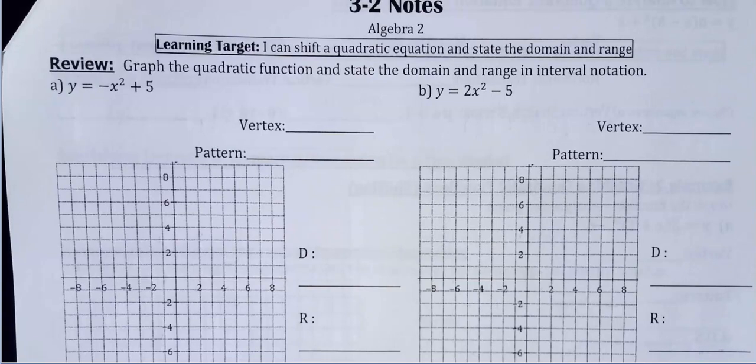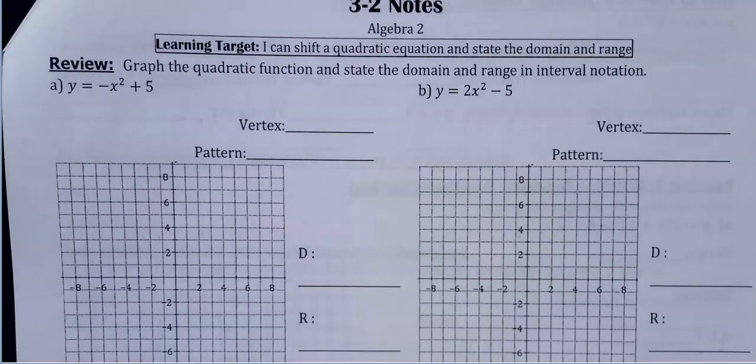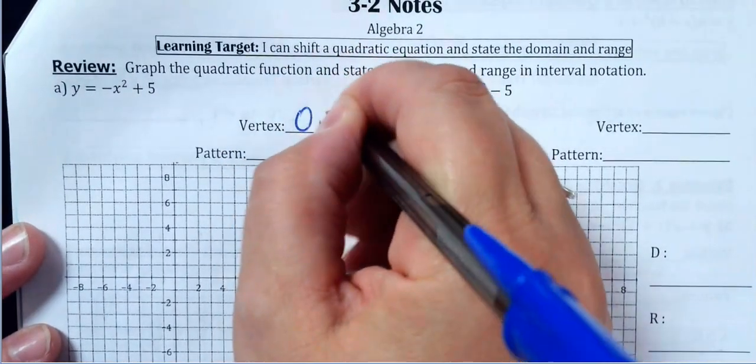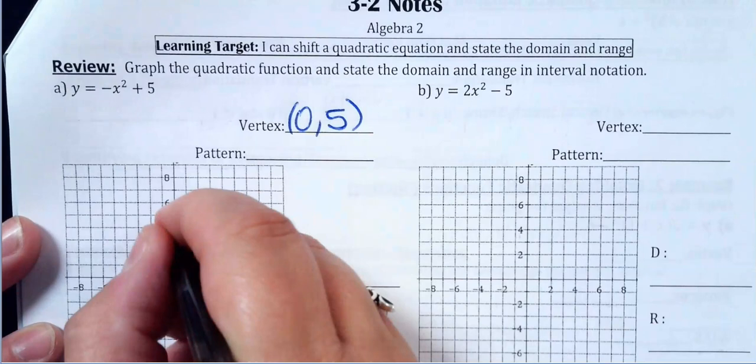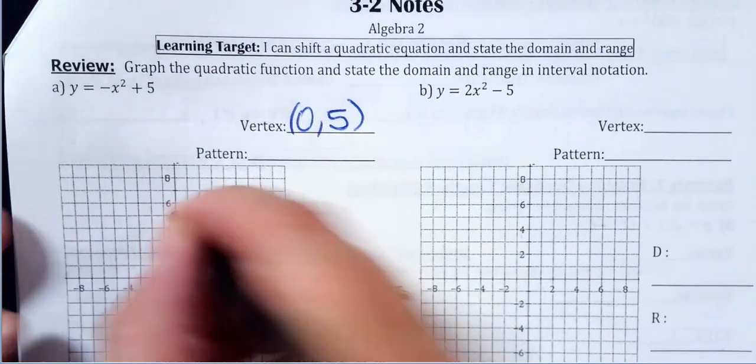If I had negative x squared plus 5, can anybody tell me what the vertex would be just from looking at the equation there? 0, 5. Okay, 0, 5. Now, I'm just going to go ahead and come over here and plot that point. Here's 0, 5 on the graph.